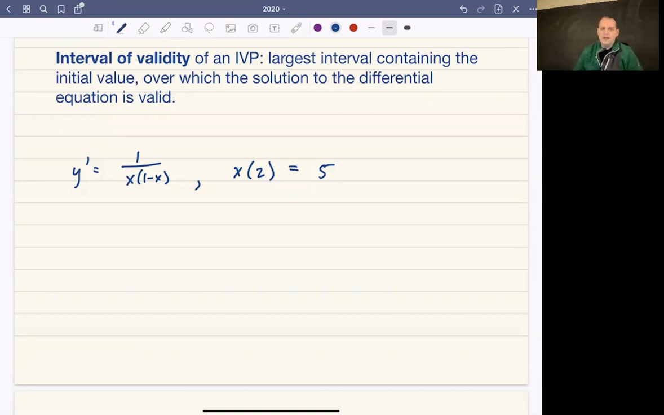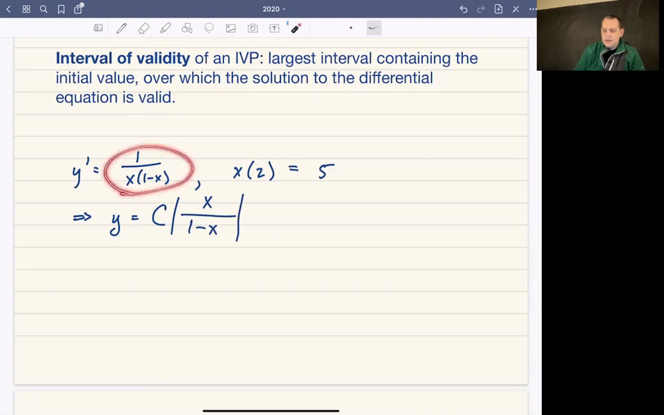So to talk about this in an example, let's go back and look at a differential equation that we've already solved. And that's y prime equals 1 over x times 1 minus x. If we remember, this had the solution y equals c times the absolute value of x over 1 minus x. If we think about where our differential equation is going to be valid, well, this differential equation is not going to be defined at x equals 0 and at x equals 1.